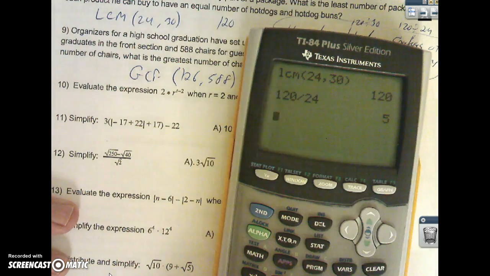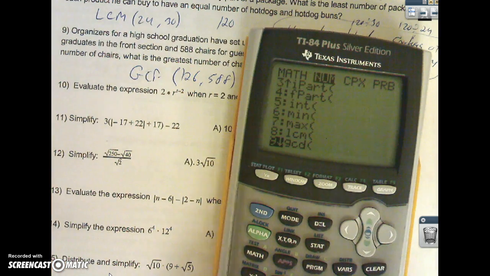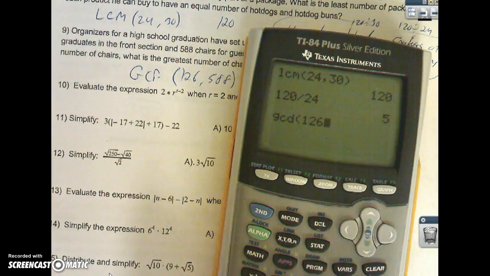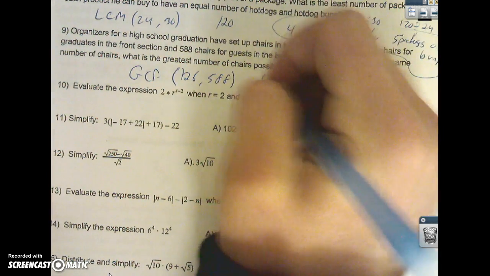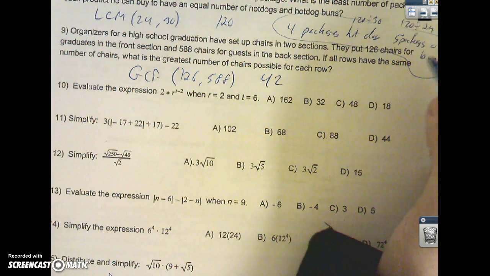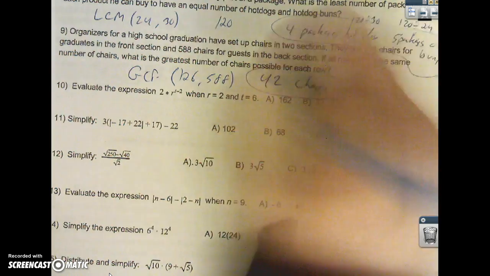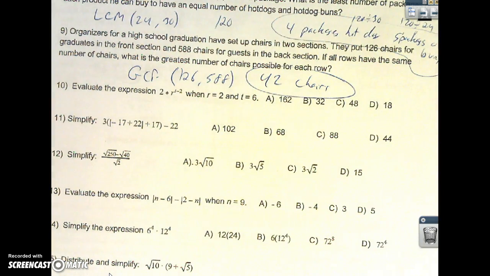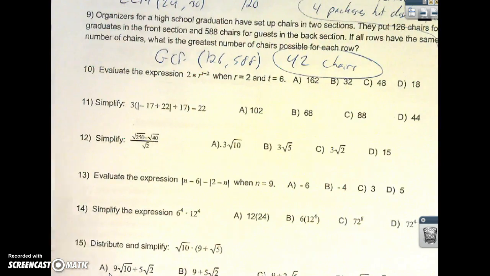Okay, so I'm going to my calculator, math, 126, 588, so 42. Now here's a neat thing. It's actually, what's the greatest number of chairs possible for each row? That's it. Okay, like you don't have to do the extra work there because it already pans out for you. So, alright, we just finished the first part. I'm going to keep going with this, but we're going to take a little break.